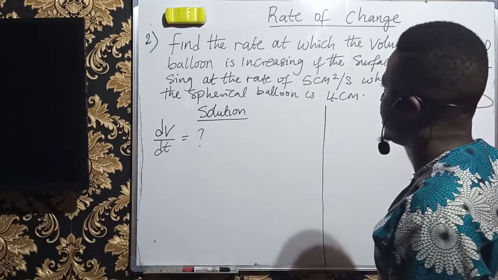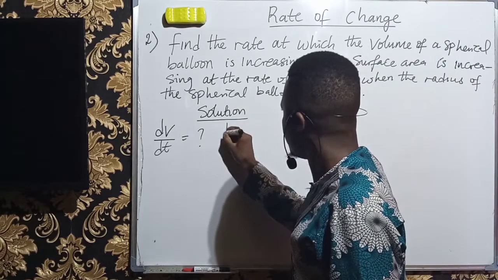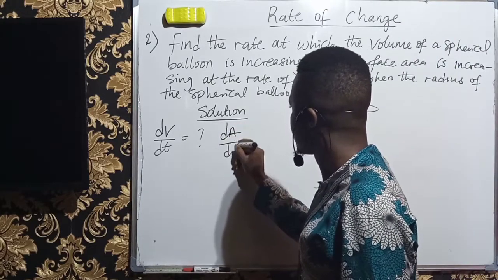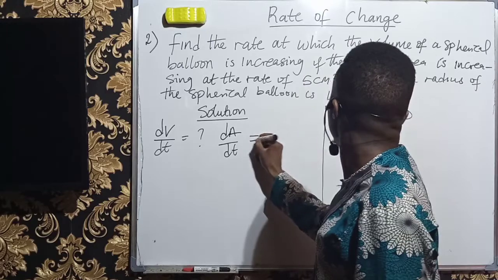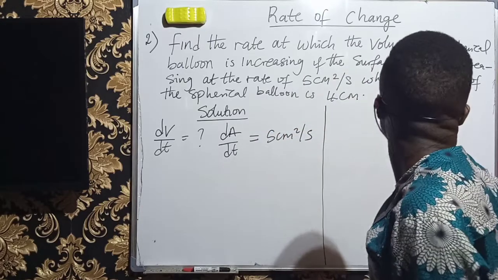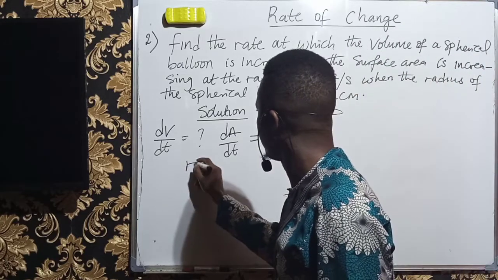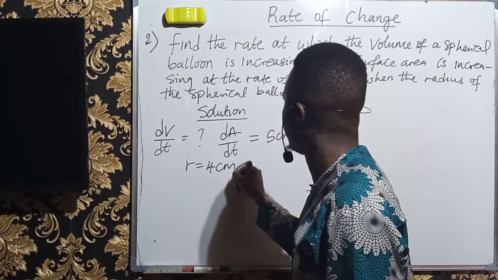If the surface area is increasing at the rate of 5 cm squared per second, so dA over dt, the rate the surface area is increasing, is 5 centimeters squared per second when the radius of the spherical balloon is 4 cm. So our radius is 4 cm.